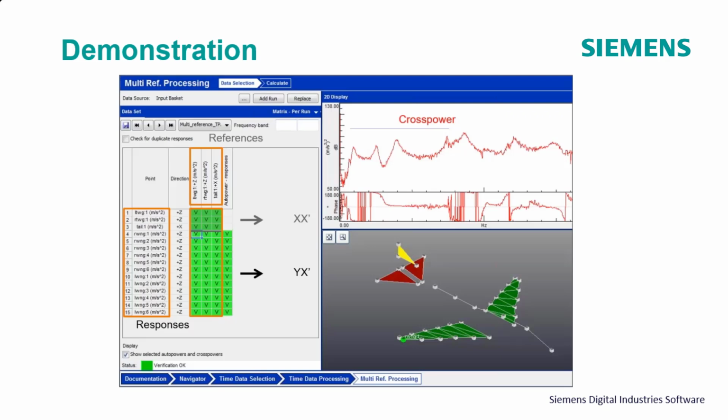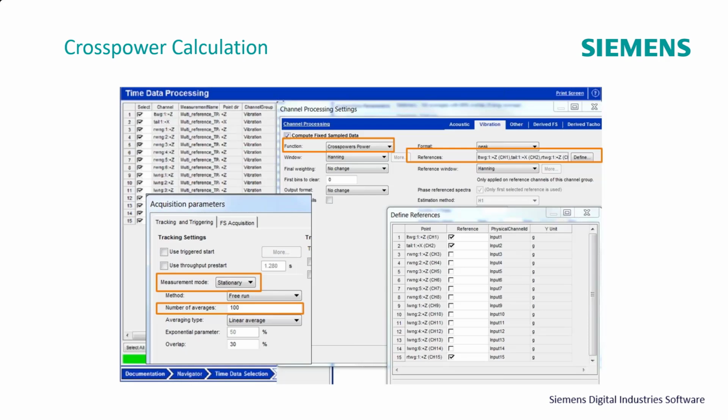This is the second example I like to use. And here I have a toy plane, and I have a shaker on each wing. On the right wing, I have a shaker. At the left wing, I have a shaker. So that's simulating the engines running. And then I have three references. I have a reference at the tip of the left wing, a reference at the tip of the right wing, and a reference at the tail. And I'm going to calculate cross powers with those three references. And I'm going to do stationary with 100 averages. So when it runs out of data, it just stops. So maybe it's only going to get 70 or 80 averages. I just put a big number, and I'm going to do a linear average.